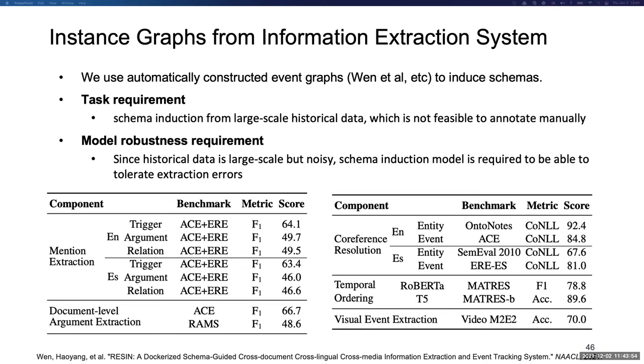I see. I'm just curious what the effect would be of using a manually annotated graph versus an automatically generated one, and I just want to see the difference or the comparison.